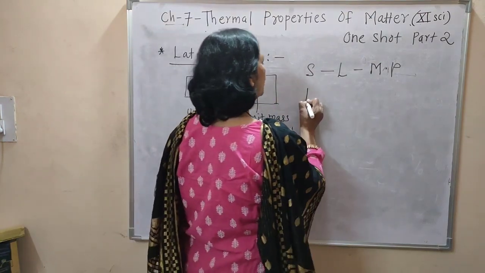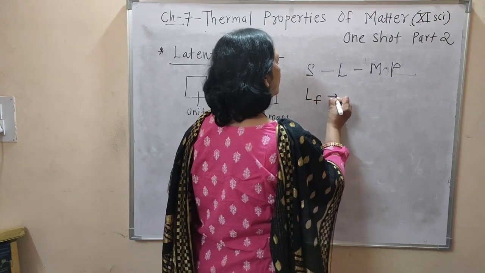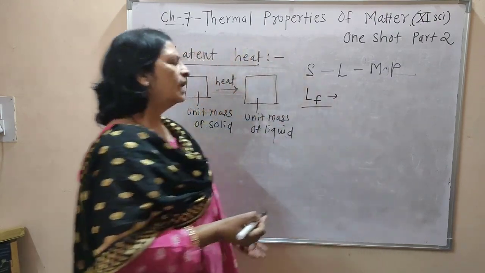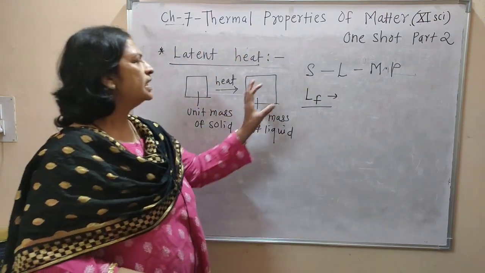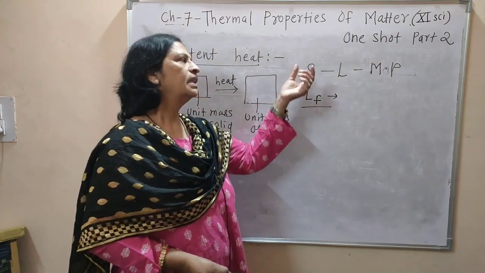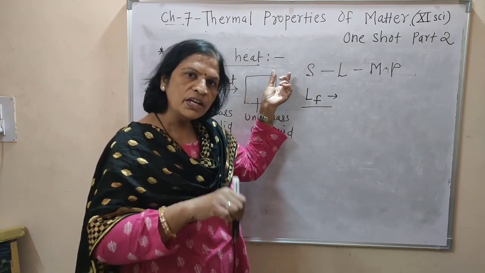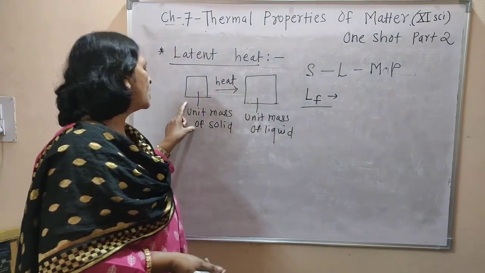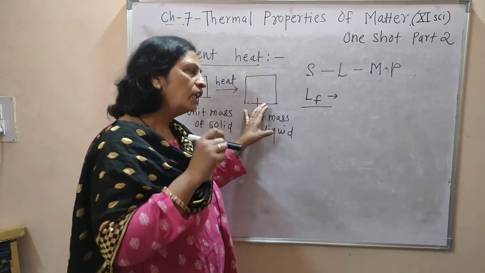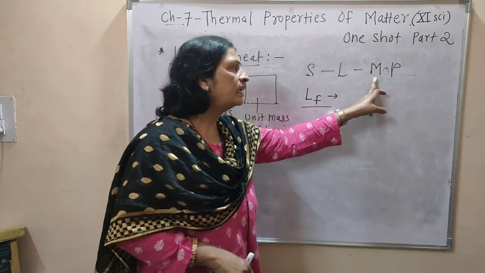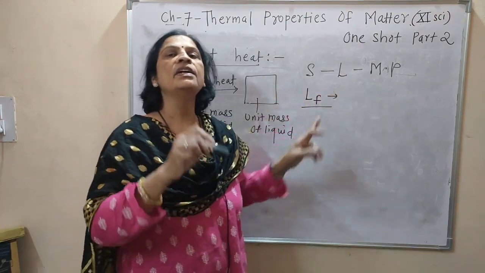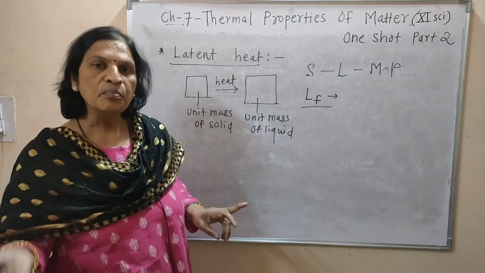That is denoted by the letter LF, latent heat of fusion. Latent heat of fusion is defined as the amount of heat or quantity of heat required to convert unit mass of solid into unit mass of liquid at its melting point without change in temperature.